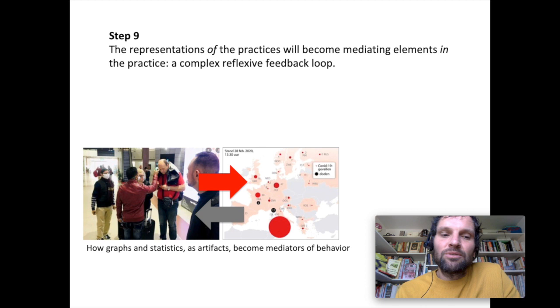And very often people are not aware of that, because very often we only stop at the moment of thinking, oh, we have the reality, and then we make a representation of it. We make a model, huh? We draw the data in a graph, and we stop thinking there.